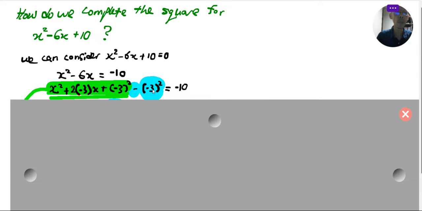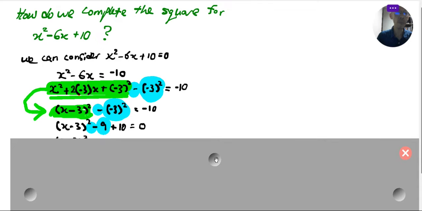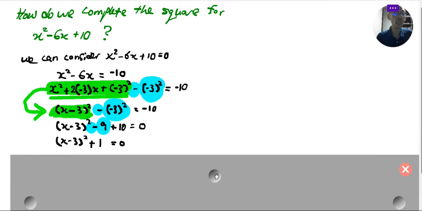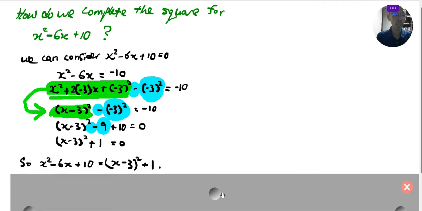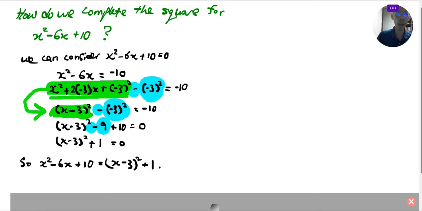So the blue and this -3 squared cancel out. But the thing in green is a complete square: x minus 3, everything squared, minus the thing in blue. Now I simplify, I get x minus 3, everything squared, plus 1 equals 0. So now I can complete the square by rewriting x squared minus 6x plus 10, which is the standard form, into this. This, as you can see, is what we call the vertex form. Right, this is the vertex form.